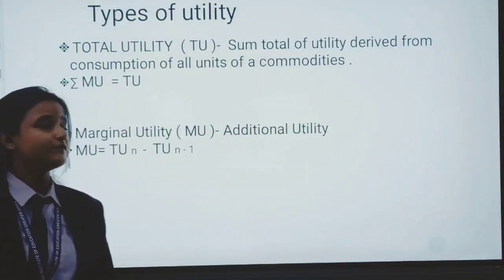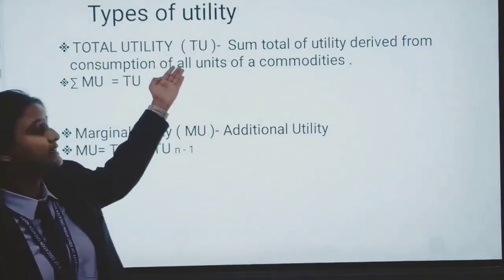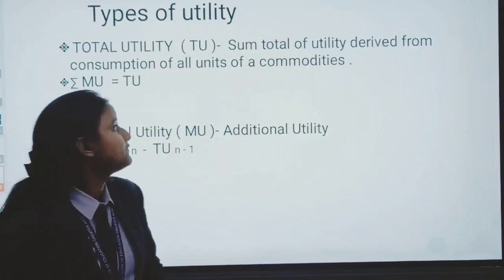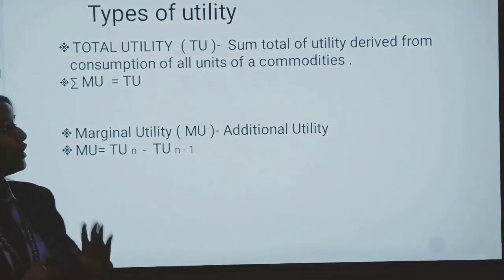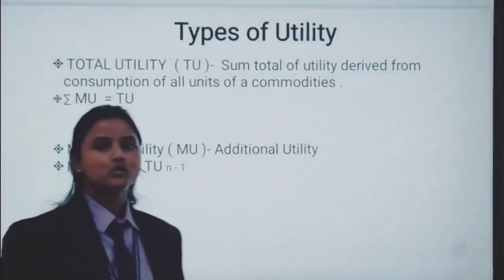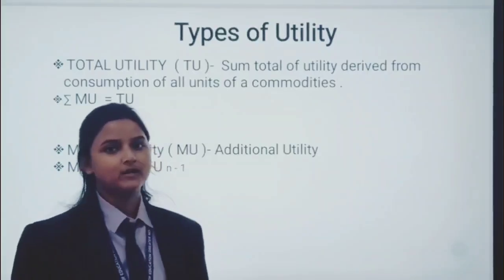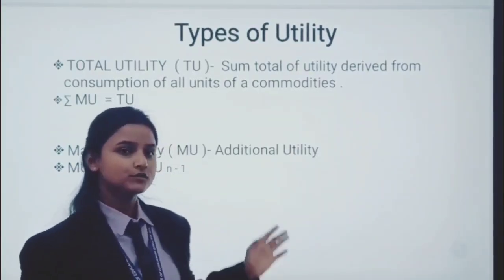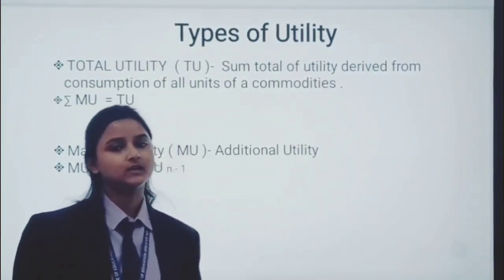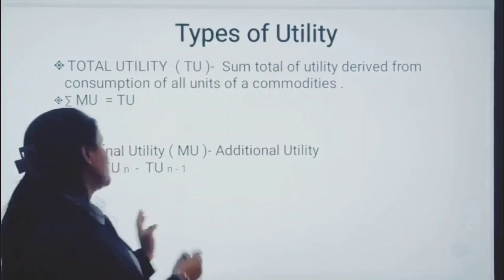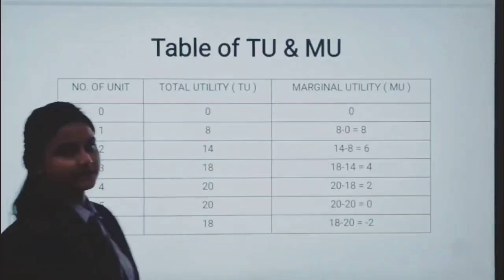Mainly there are 2 types of utility, that is total utility, or we can say TU. Total utility is the utility derived from consumption of all the units of a commodity. So moving forward to the most important part of the concept, we will get to know through this table how we can calculate TU and MU.